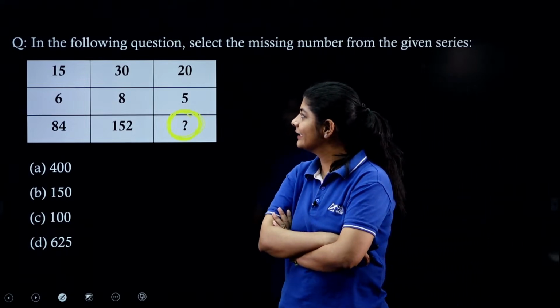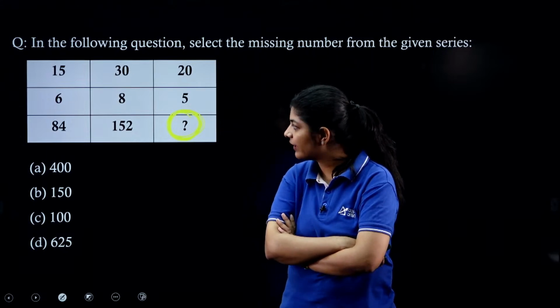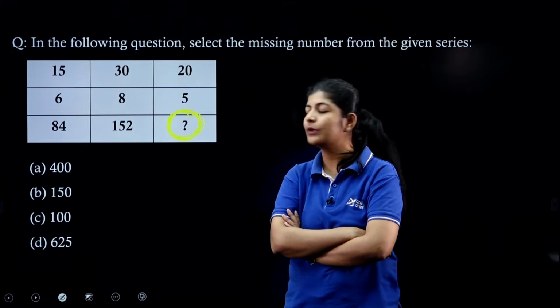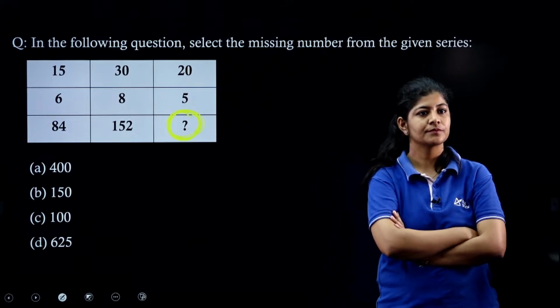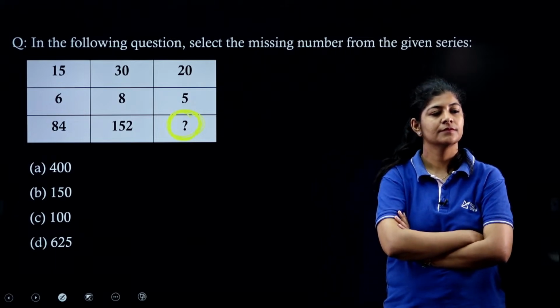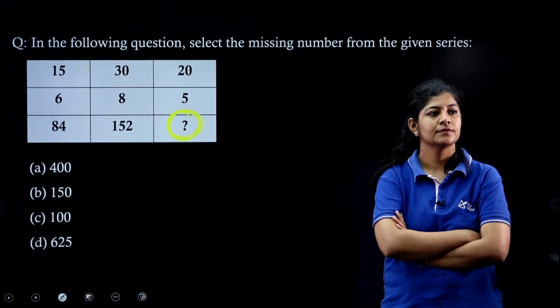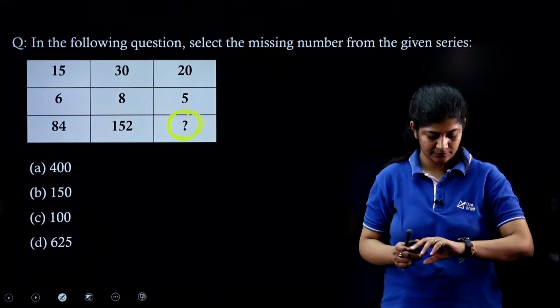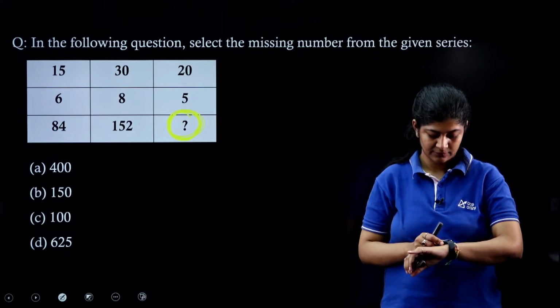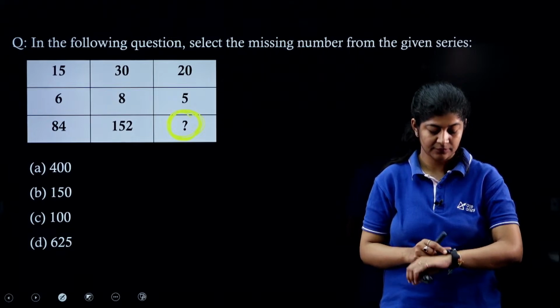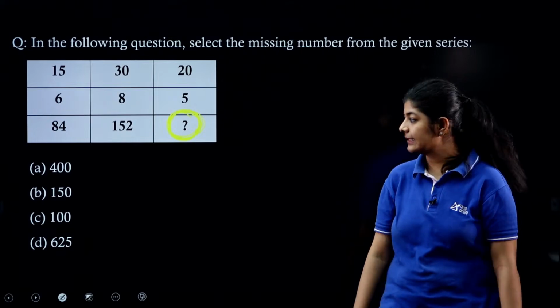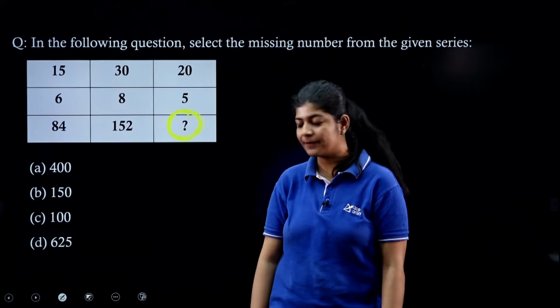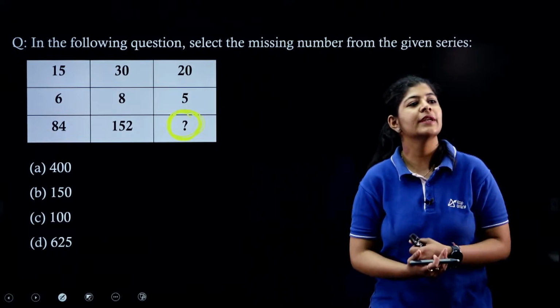Here 15, 30, 20, 6, 8, 5, 84, 152 and the question mark. C with question mark. Okay. Anyone else?